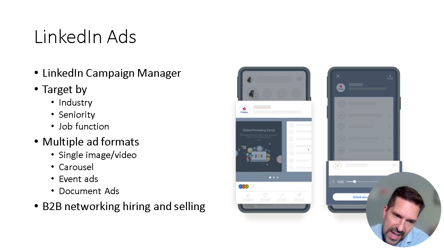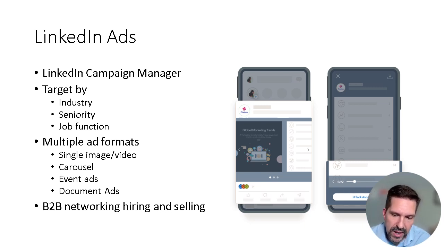Okay. What else in terms of ad formats? You have similar options to what we have discussed, from single image, videos, carousel, but they also have event ads and document ads. Now, event ads is when you're trying to promote some sort of event. This could be, for example, a webinar, and you're trying to get people to come and listen to you talk about something, how to solve some problem or whatever. Document ads are also similar.